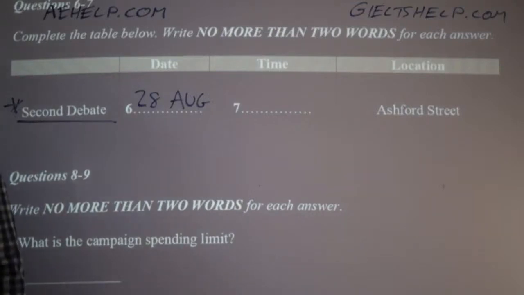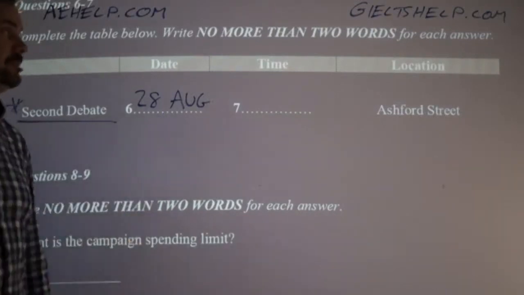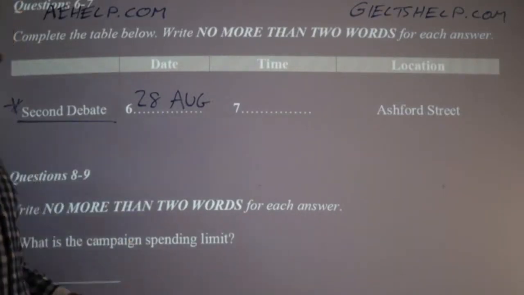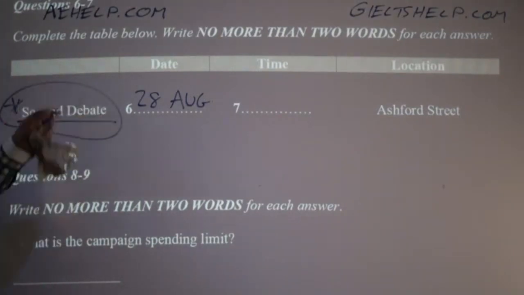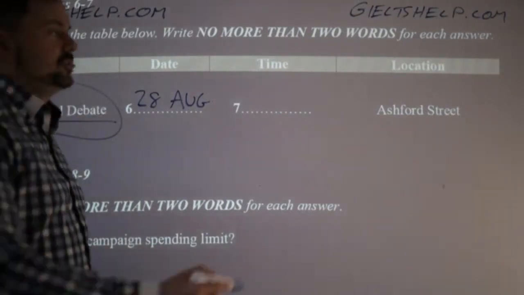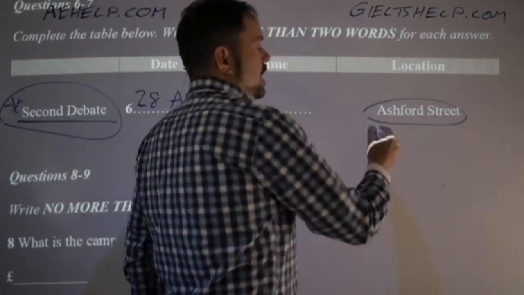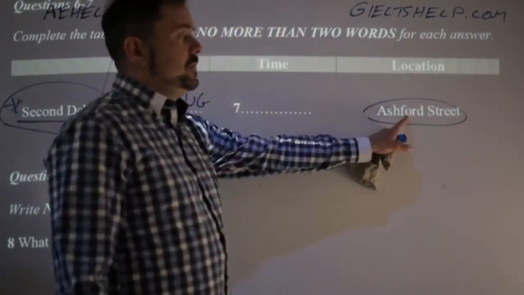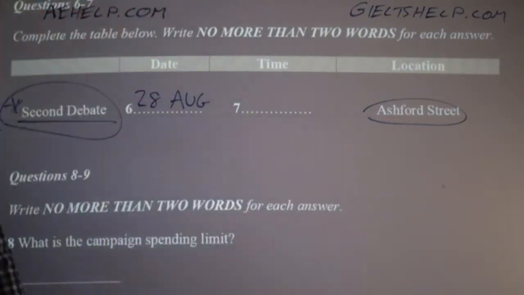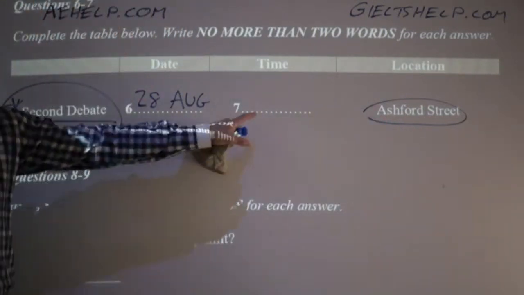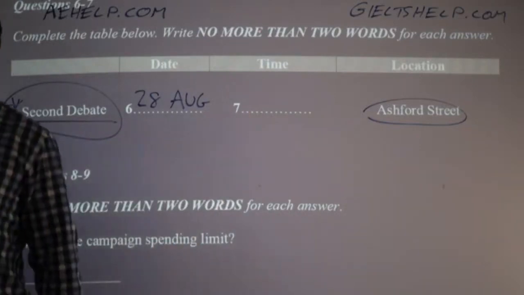Okay. September is the third debate. 20th of August is the first debate. This is the 28th of August. Okay. Of the three debates. So pay really careful attention to this part here that's given. So always pay attention to the given information. This one's important because we know that this information's finished after the speaker mentions Ashford Street. But before that, they mention the time.